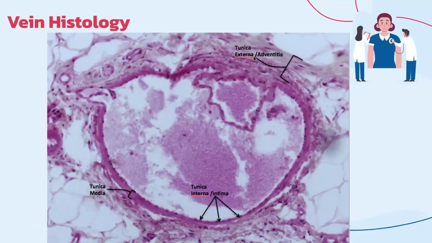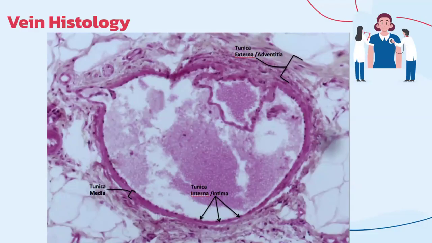And finally, the tunica externa or adventitia is over here where it becomes lighter pink. It's more broken up. You can see some adipose tissue here on the side and also over here. And that is how you know that it is the tunica adventitia because it is going to be right next to the adipose tissue. Similarly, you also have the lumen in the center of the vein.